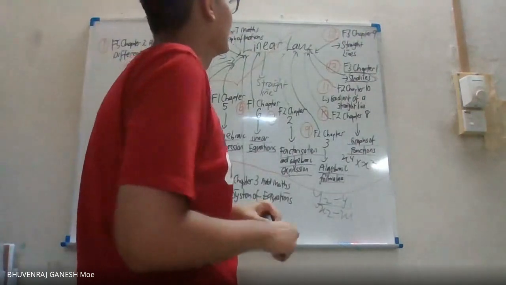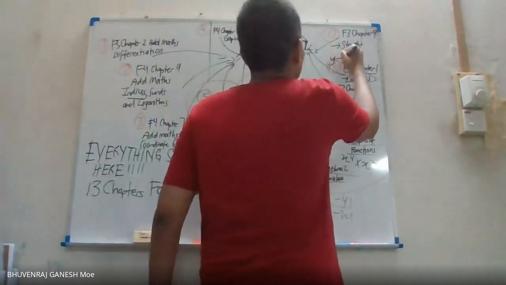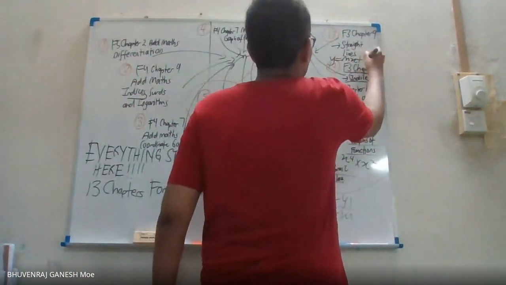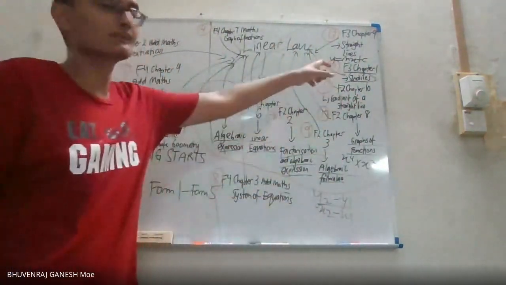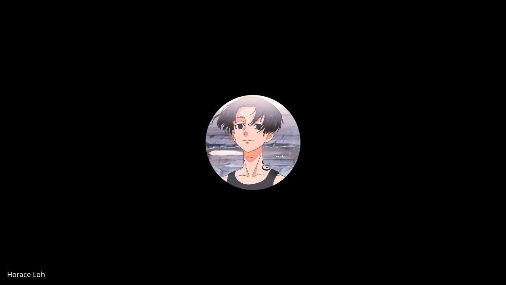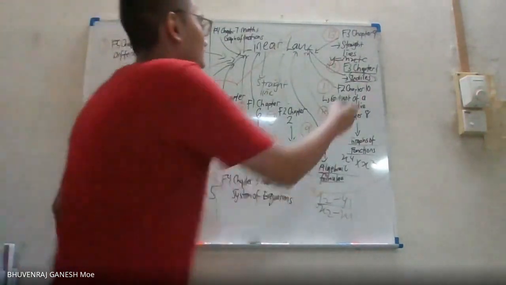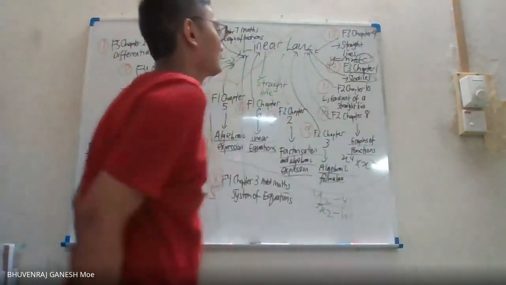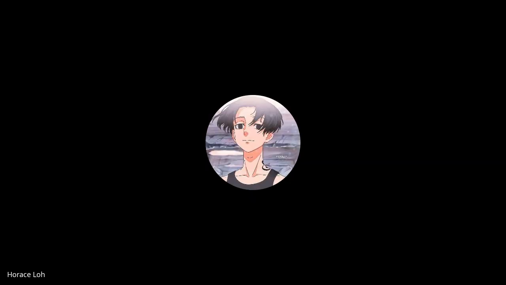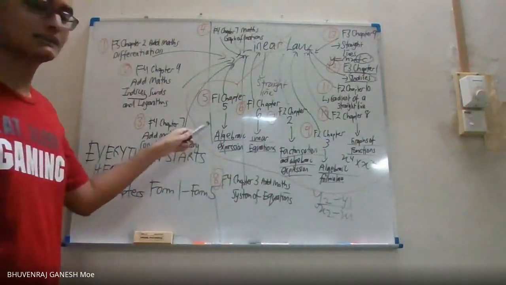And then this is the one, straight line. y equals mx plus c. This is the general form I told you last time. Or you can say y equals mx plus b, whatever. Usually we use c. c is the y-intercept. So that's what we are focusing on today.